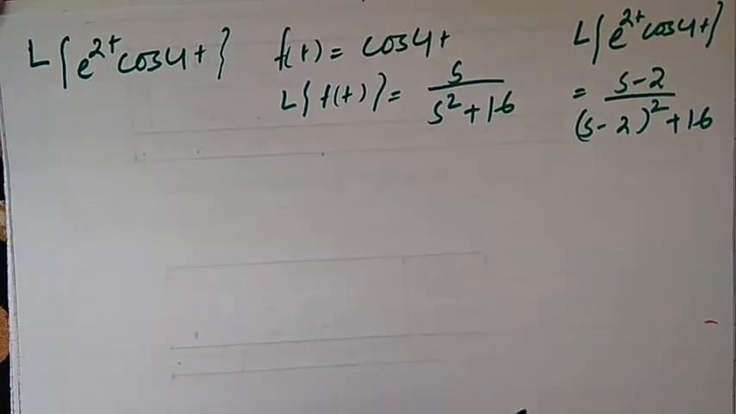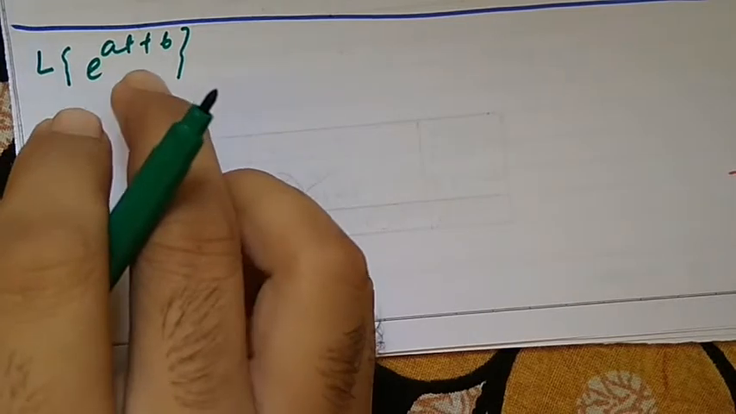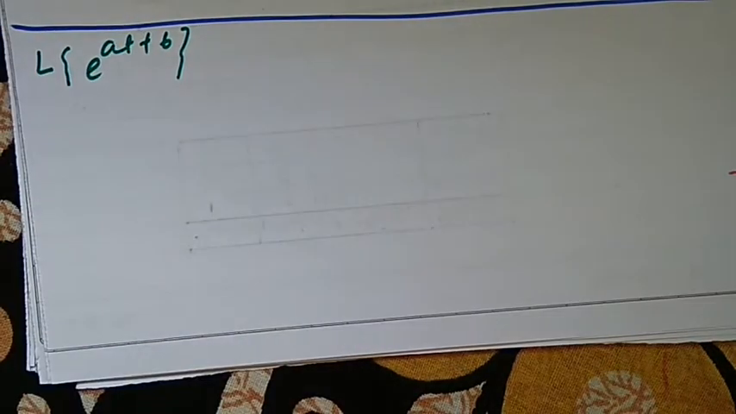Sometimes we have to find the f of t ourselves. In this question, find the Laplace transformation of e to the power at plus b. Here a and b are two constants and t is the only variable. There is only one term and we have to find its Laplace transformation. We have learned the formula for e to the power at, not e to the power at plus b. So let's do it.